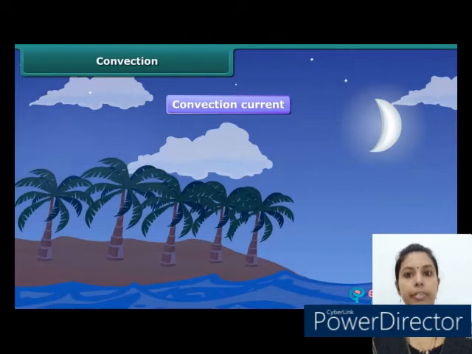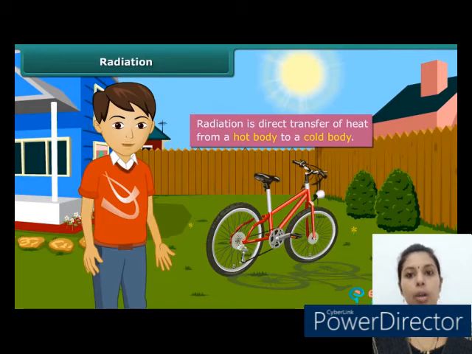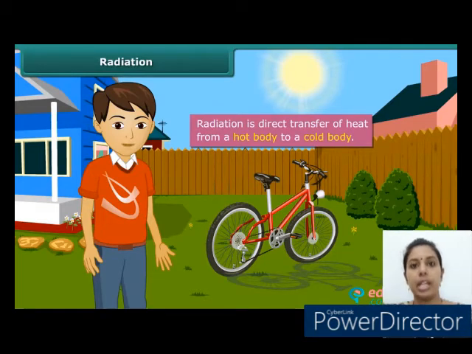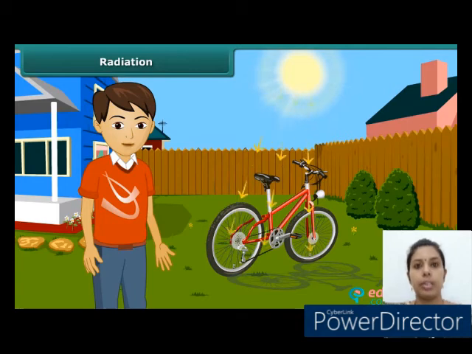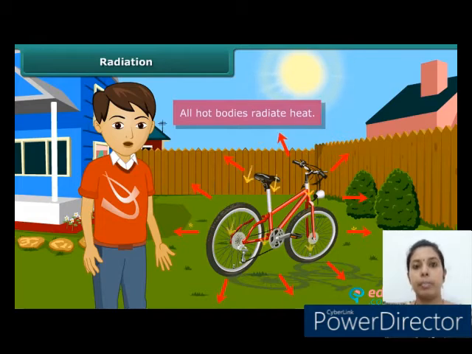There is a third way by which heat can be transferred from a hot body to a cold body. This mode of transfer is called radiation, and it does not need any medium between the two bodies. All hot bodies radiate heat. The hot objects radiate heat rays to the surroundings. Heat from the sun comes to us by radiation. It travels through millions of kilometers of space to reach the earth.